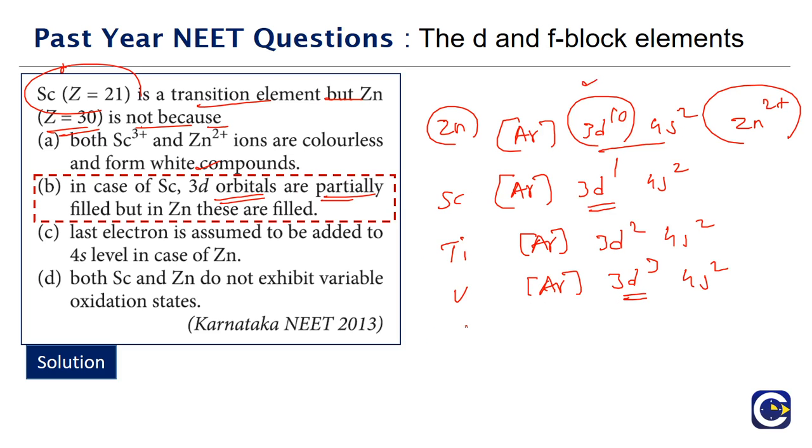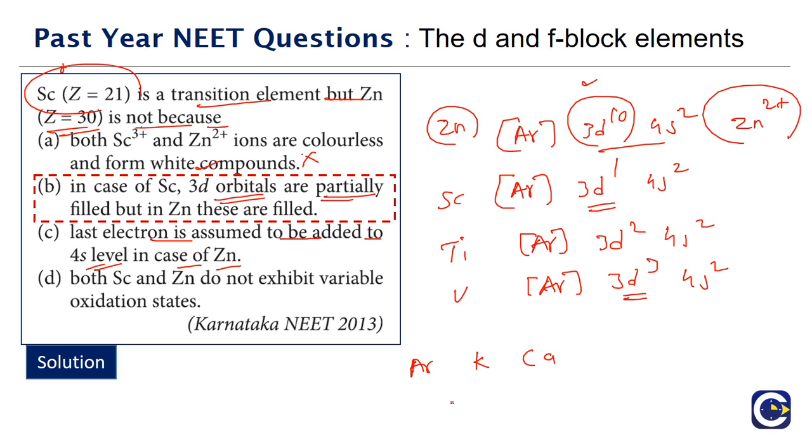If you look at the other options, what is option A saying? Option A is saying that both scandium 3+ and zinc 2+ ions are colorless and form white compounds. This is not the reason why we don't categorize zinc as a transition element. If you look at option C, it is saying the last electron is assumed to be added to the 4s level of zinc. No, in case of zinc also, after argon, the elements that will come are potassium and calcium.